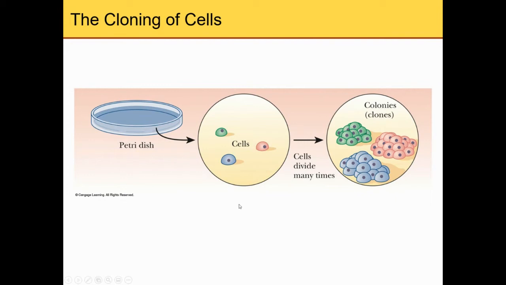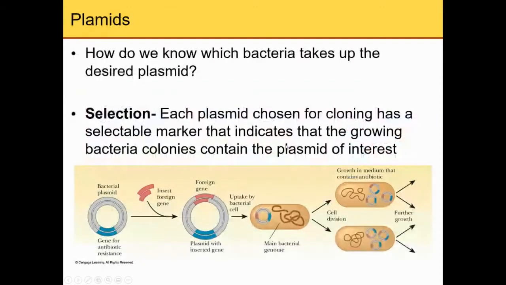So the cloning of a cell, basically, each individual cell, right? They divide many times so they can produce a colony of progeny. And each colony is a clone, right? So this is cloning of a cell.